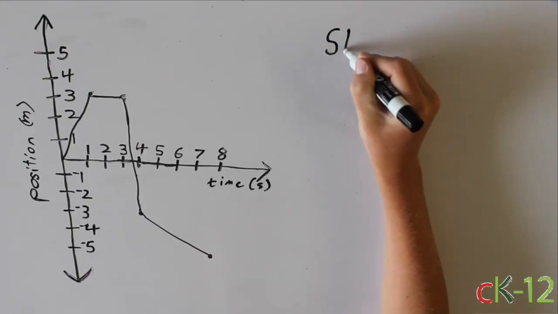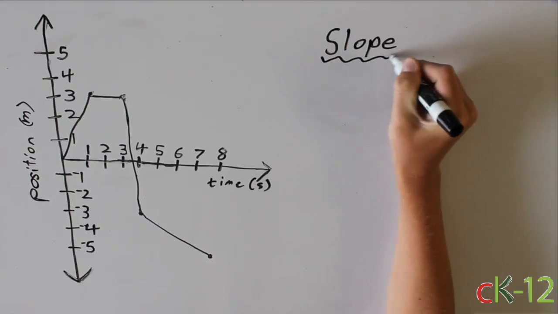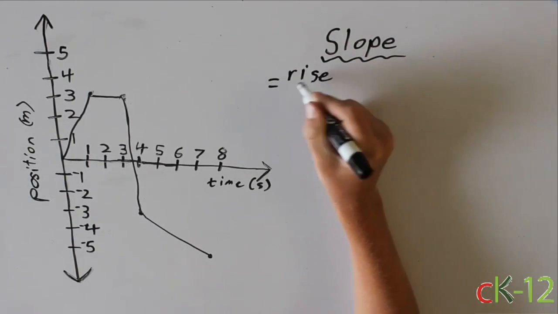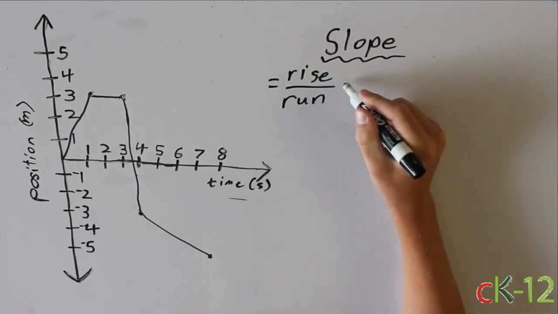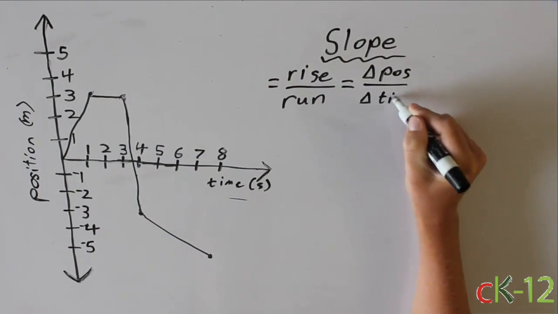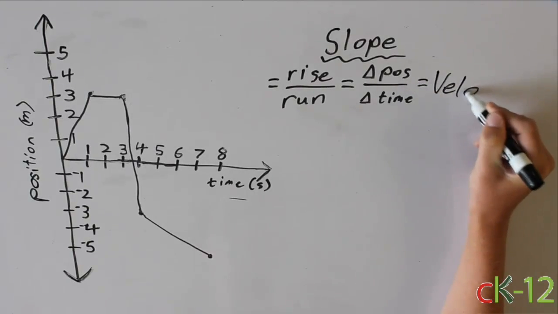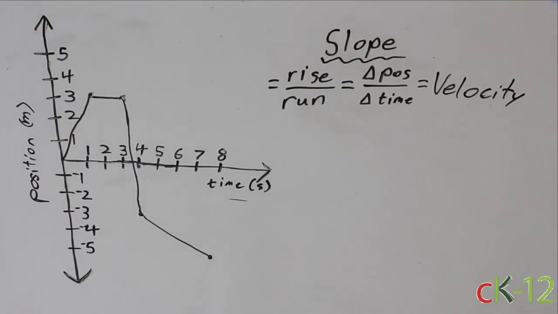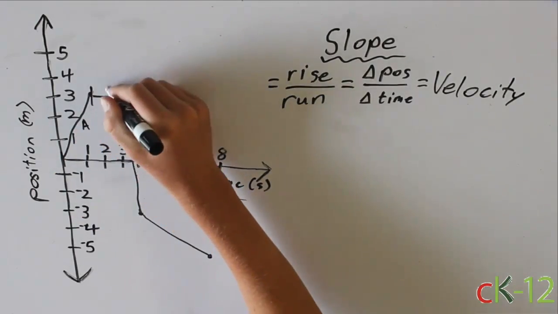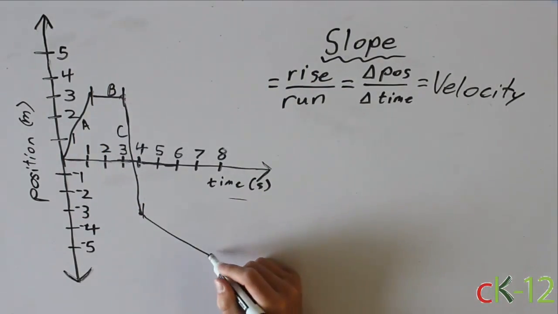So why does the slope of the graph indicate velocity? The slope of the graph is rise over run, which is, on this graph, change in position over change in time. Change in position is the same thing as displacement, and displacement over time is the same thing as velocity. So we can calculate the velocity of the car in each section of the graph using the graph's slope.